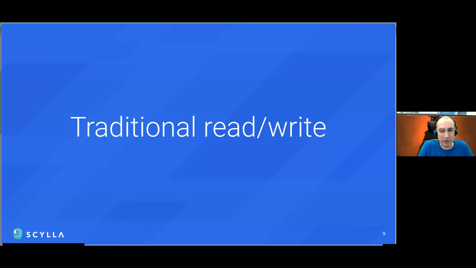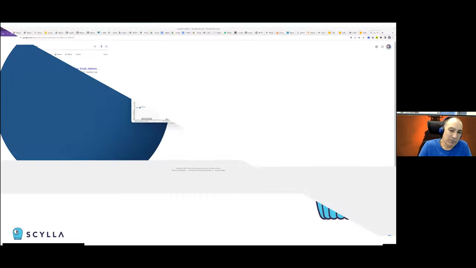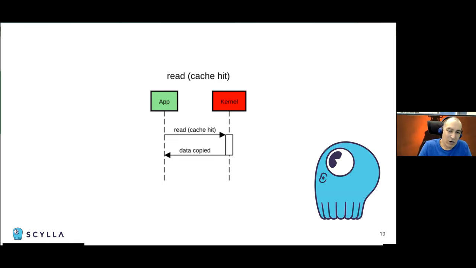So let's start with traditional read-write. We hope it doesn't need much explanation. So let's look at what happens in the I/O path. So in the best case, the application issues the read, and if we're lucky, it hits the cache. So everything is pretty sweet. You perform a system call and the kernel copies the data from the cache. This gets excellent performance and is exceedingly simple.